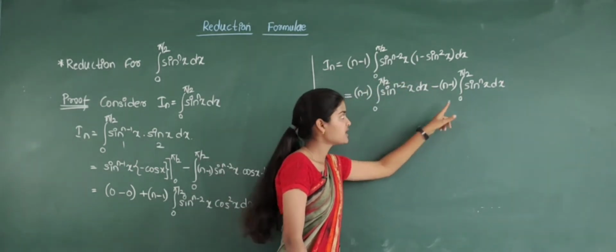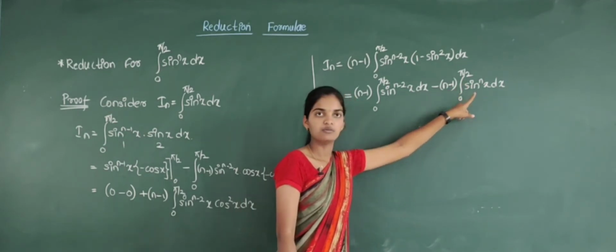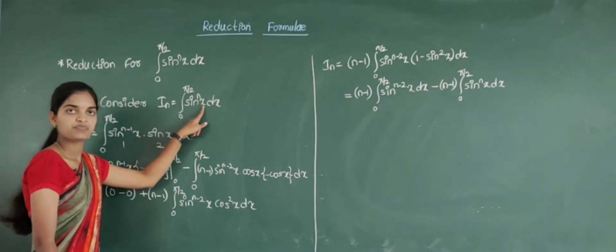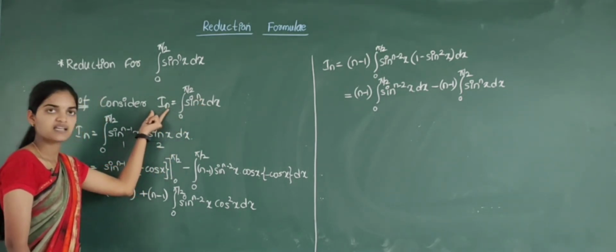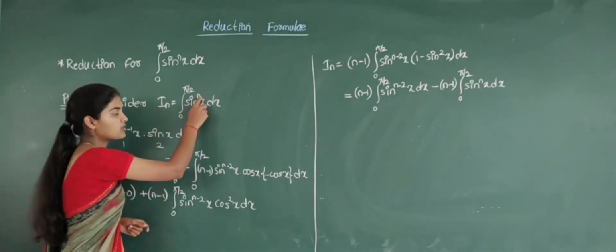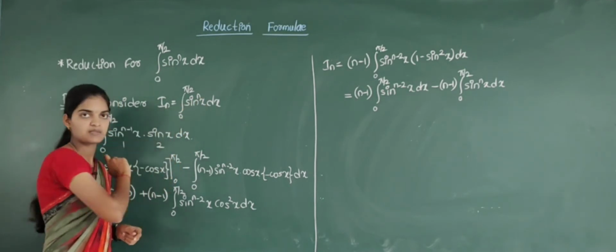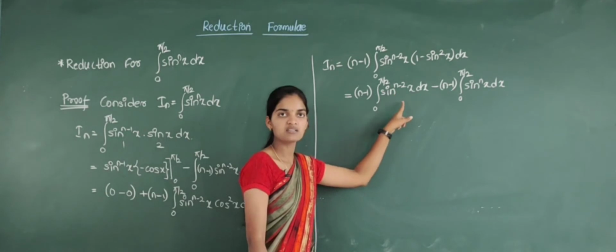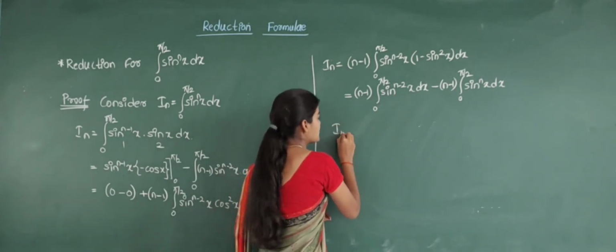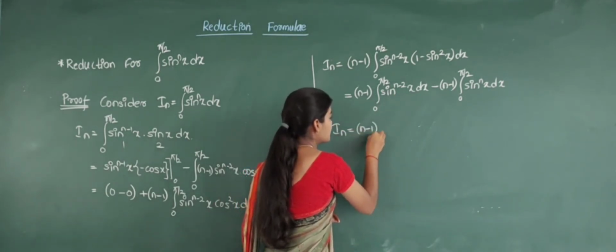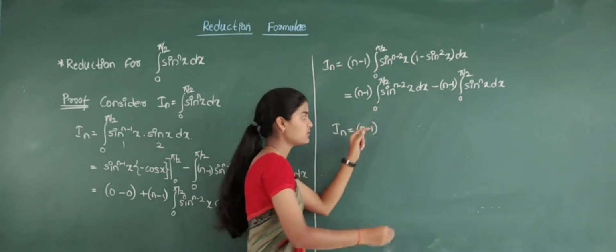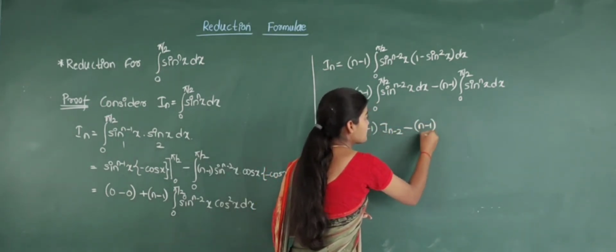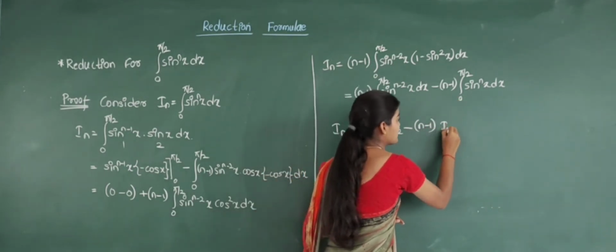Now see here we will apply the I_n value, because initially what we have considered is I_n as the integration of sin raised to n of x, and observe whatever the power is, that we have taken as the suffix. So same way this becomes I_(n minus 2). Therefore I_n is equal to (n minus 1) times I_(n minus 2), then minus (n minus 1) into I_n.